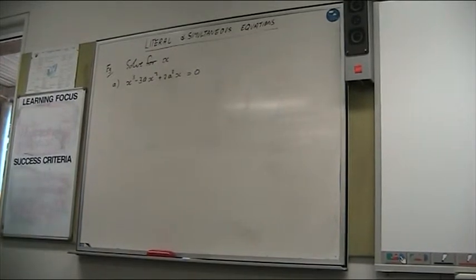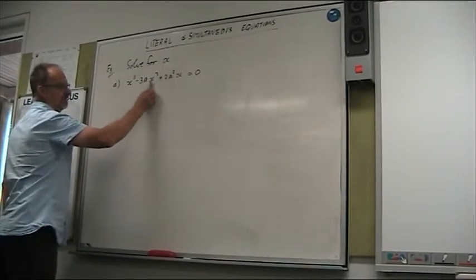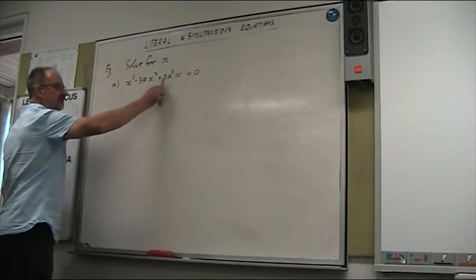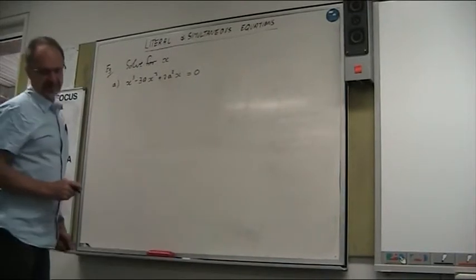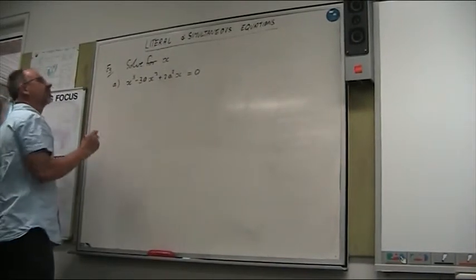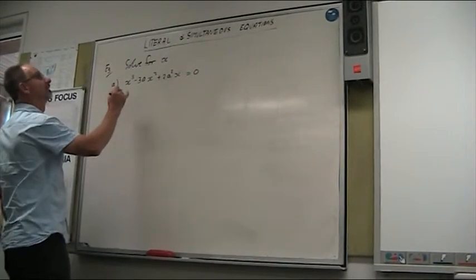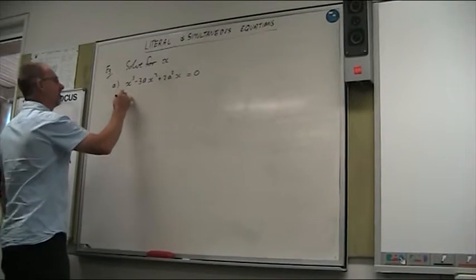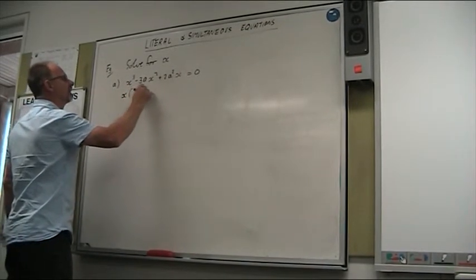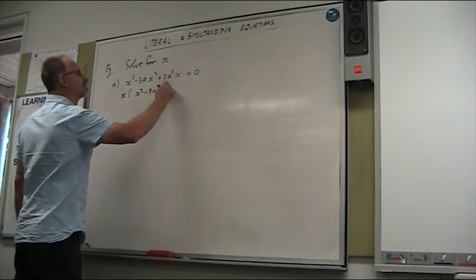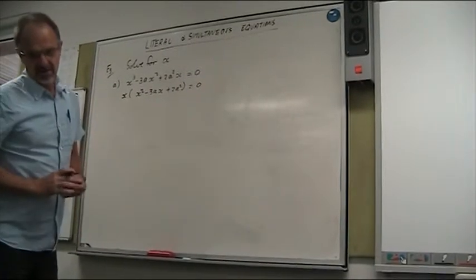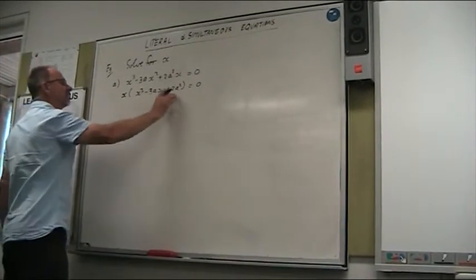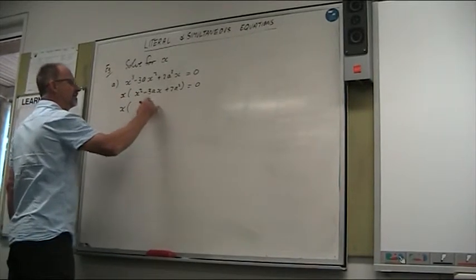Alright, so what we call a literal equation is just because it's got our normal variable that we would expect for x. It's also got another letter in there, in this case an a. So we follow the same processes, so factorising, and when you look at that you'll notice that there is a common factor. So x squared minus 3ax plus 2a squared. And then we would need to factorise what's inside that bracket.